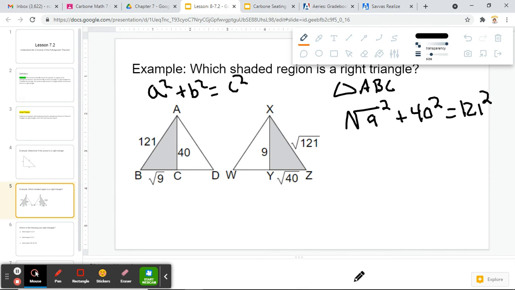So the square root of 9 squared, that's a really easy one. Square roots just cancel out square numbers. So you just get 9 here. Whenever you see a square root and you square it, you'll just get the number underneath the root sign.